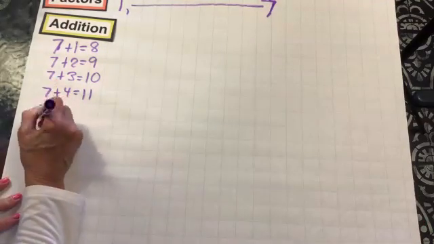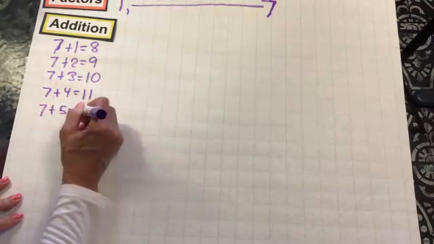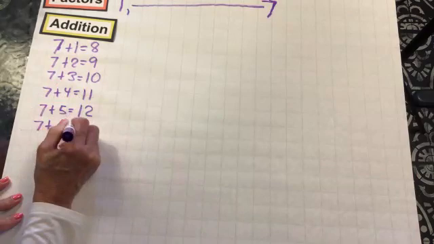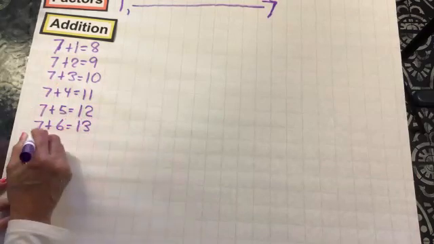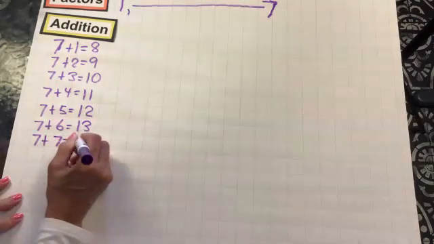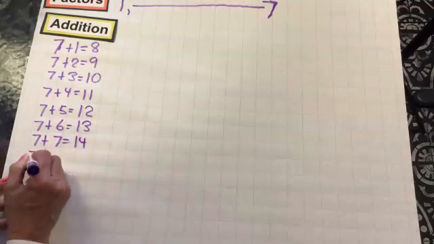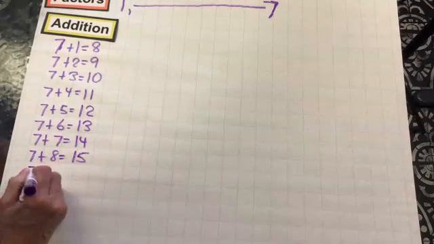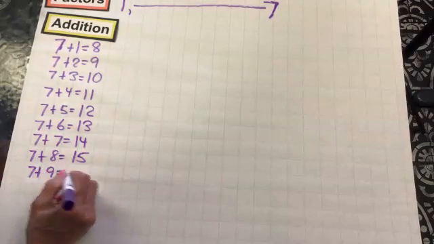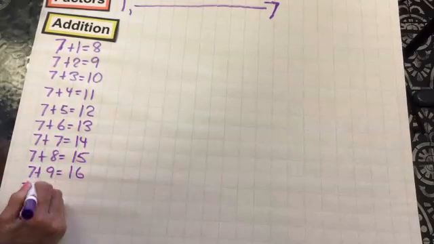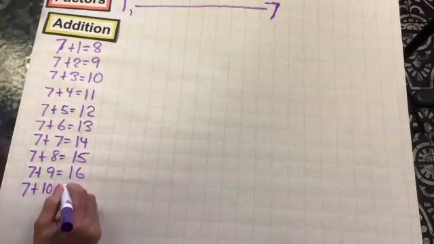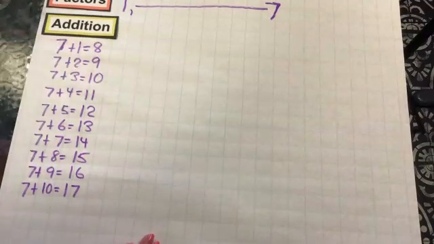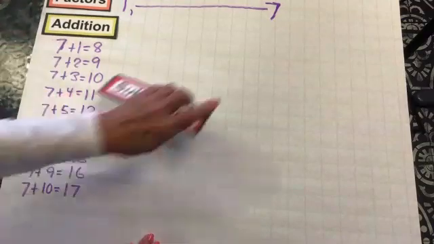Practice them. 7 plus 5 equals 12. 7 plus 6 equals 13. 7 plus 7 equals 14. 7 plus 8 equals 15. 7 plus 9 equals 16. And 7 plus 10 equals 17. Very good. All right, let's go up to subtraction.